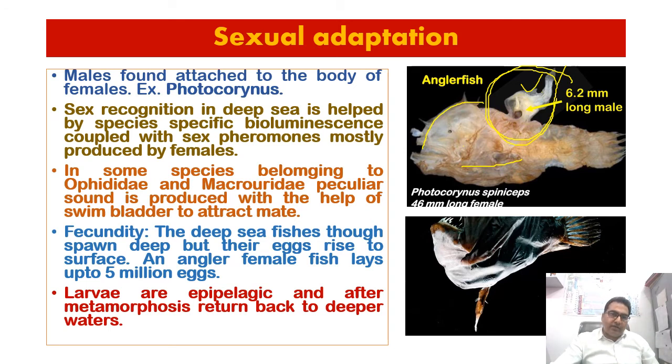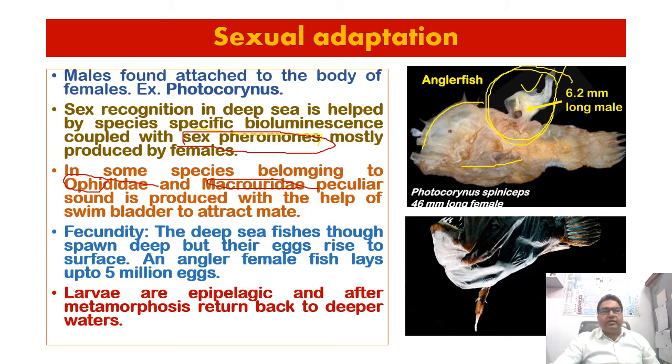And I told you that the specific bioluminescence is also an important factor. It is also coupled with the sex pheromones. So many times sex pheromones are also released in water to attract the mates, and mostly these pheromones are released by the females. We do have certain species belonging to the Ophidae and Macrouridae. They are peculiar in the production of sound as well.